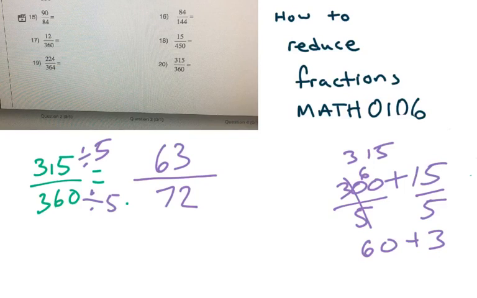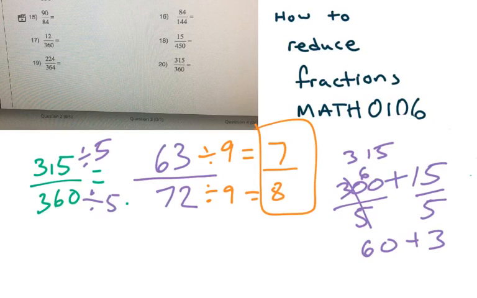From here, I hope it's super obvious that 63 and 72 are both divisible by 9. So I'm going to choose 9. I could do 3 if it wasn't obvious. But if you know your multiplication tables, then you know 9 times 7 is 63, and 9 times 8 is 72. And there's our answer. So hopefully this makes sense.